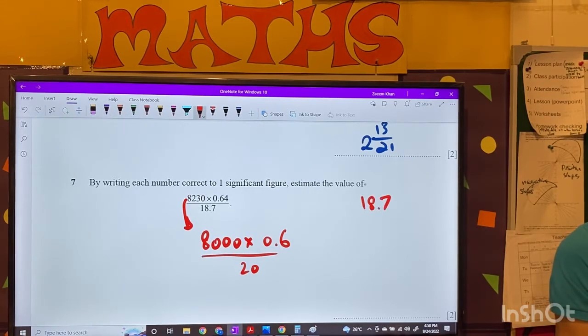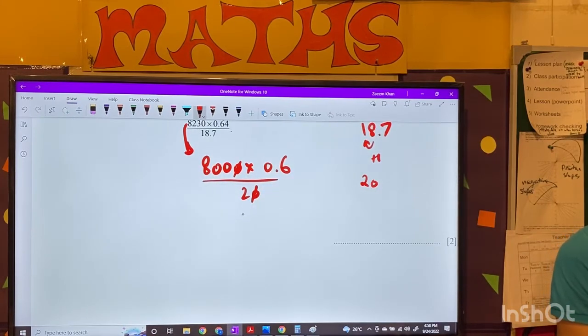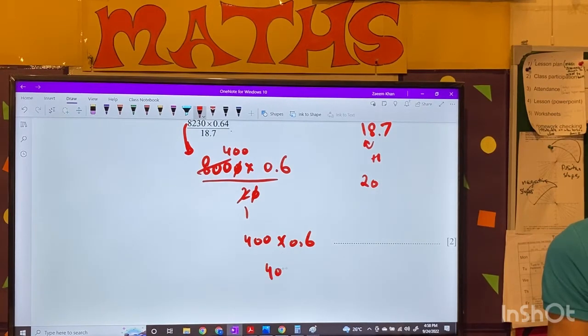Now why is that? Let me give you a little recap. 18.7 में सबसे आपका जो पहला significant figure है, that's 1. If you look right next door, you see 8 which is more than 5. तो आप इसमें +1 कर देते हो. And then you ignore every other number that is on the right. So that becomes 20. इसका 0 cancel out कर लेते हैं. Would that help? Yes. 400 into 0.6 हमारा रह गया. इस 400 का एक 0 borrow कर लेते हैं. That will be 40 into 6. That gives us 240. Here we go.